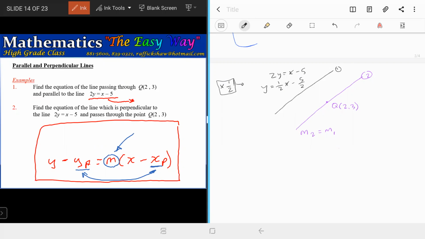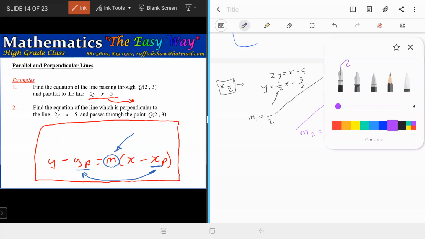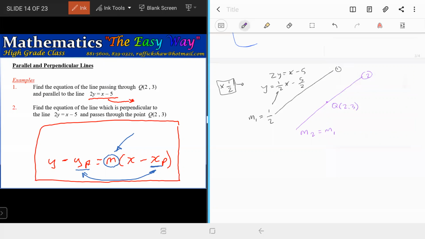So now I know that the gradient of line 1 is equal to half. I'll write it better so you can see. I'm sure you can see the gradient of line 1 is a half from this. Think of line 1 as a half right here, the m. And come back to the purple line now. I now know the gradient of line 2. So therefore, the gradient of line 2 is also a half.